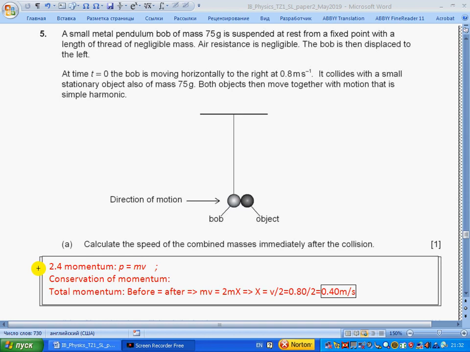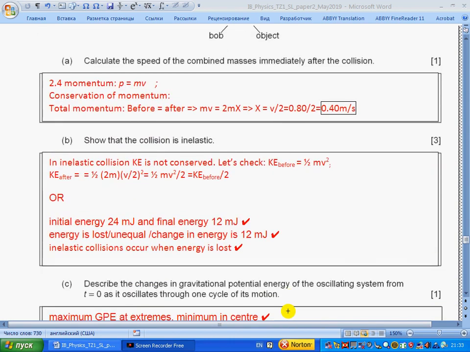Section 2.4 gives us the formula for momentum. Momentum equals mass times velocity. Conservation of momentum tells us that total momentum before equals total momentum after. Total momentum before is m times v. After, we have combined mass 2m and unknown speed x. So x will be half, which is 0.40 meters per second.